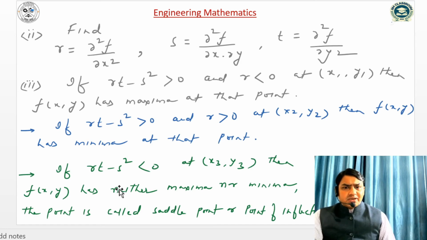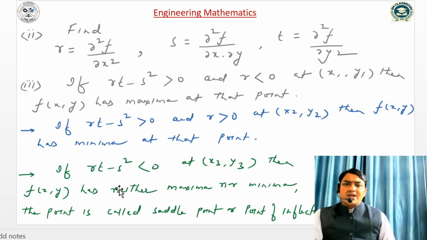Then we have to check: if the value of rt minus s square is greater than 0, then there is a possibility of maxima or minima. If the value of rt minus s square is less than 0, then the function attains neither maxima nor minima at that point. Once rt minus s square is greater than 0, then we have to check the value of r. If the value of r is less than 0, then the function attains a maxima value at that point.